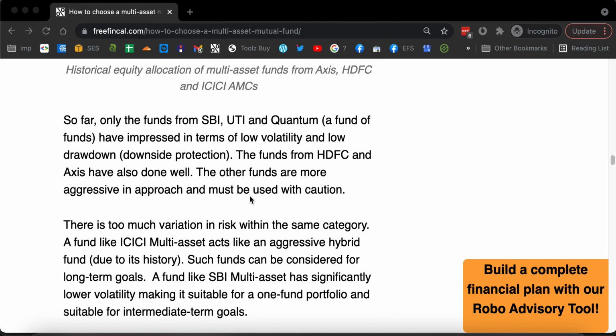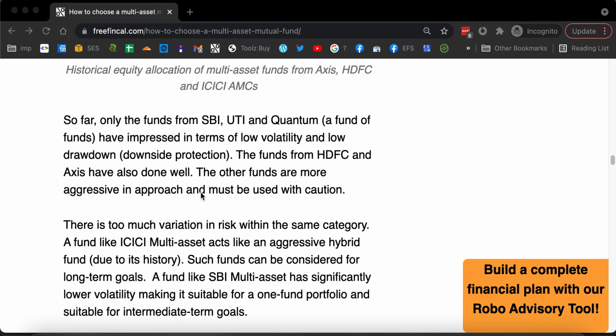So the SBI and Quantum funds are proper asset allocation funds. I think in terms of low volatility, they behave like a proper asset allocation fund, and they are the ones most suitable for your one fund portfolio if you're looking for that. The others are more equity oriented, and they sometimes have low volatility, sometimes have higher volatility, and so on.